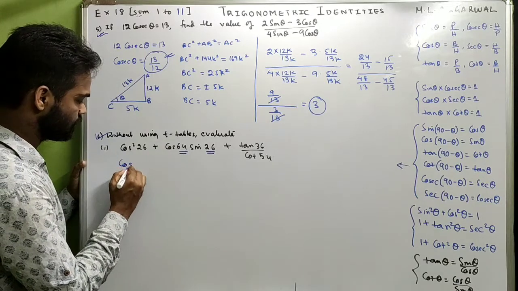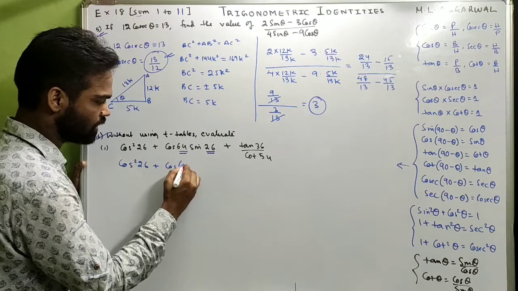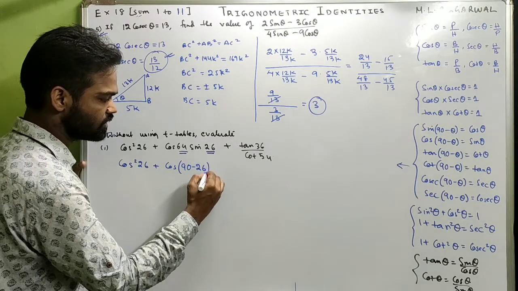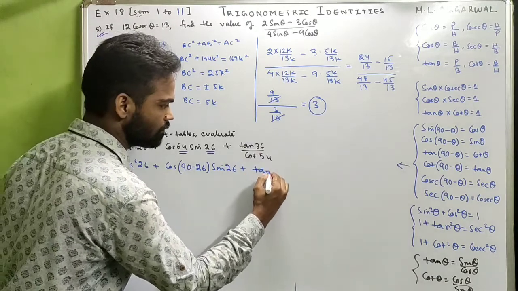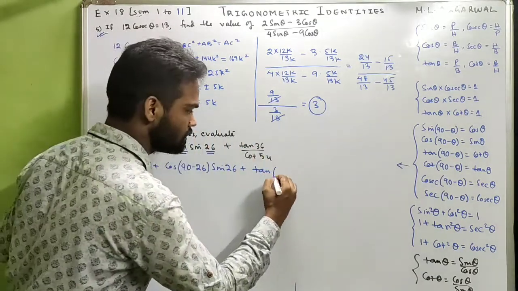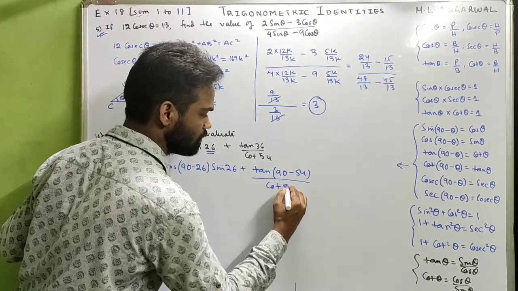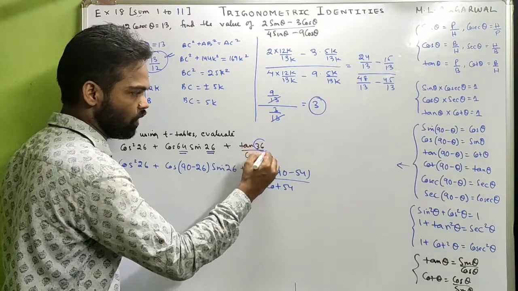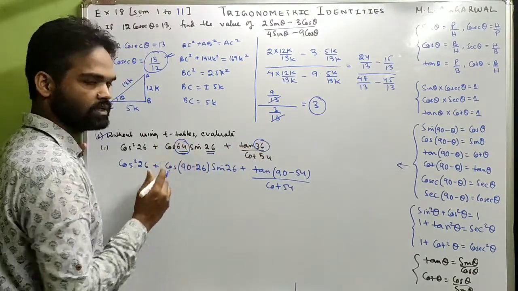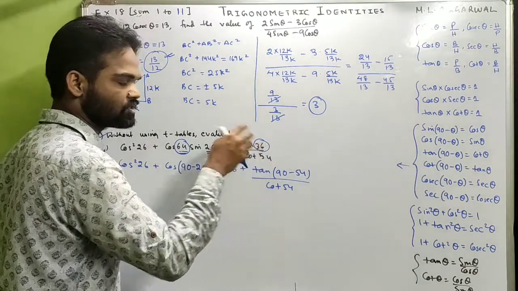Just look over here. Cos square 26 plus cos 64. Can I write 90 minus 26? I can write like this. Now, tan 36. Can I write 90 minus 54? See, when we are using the complementary angle relationship, be careful. First, you change one of the angles. Between these two angles, I've changed this angle. Between these two angles, I've changed this angle.